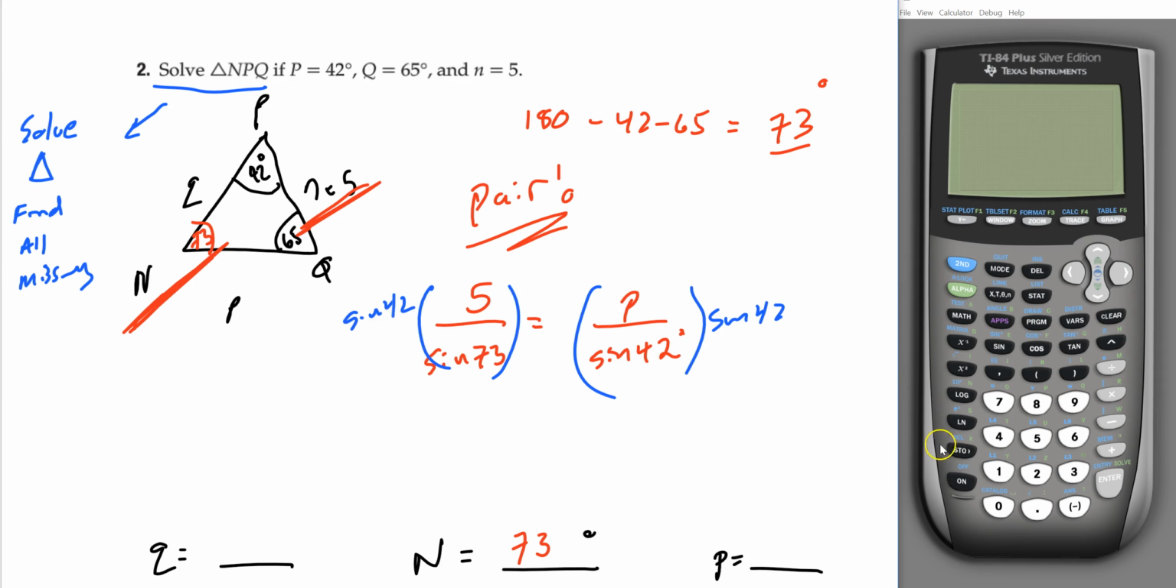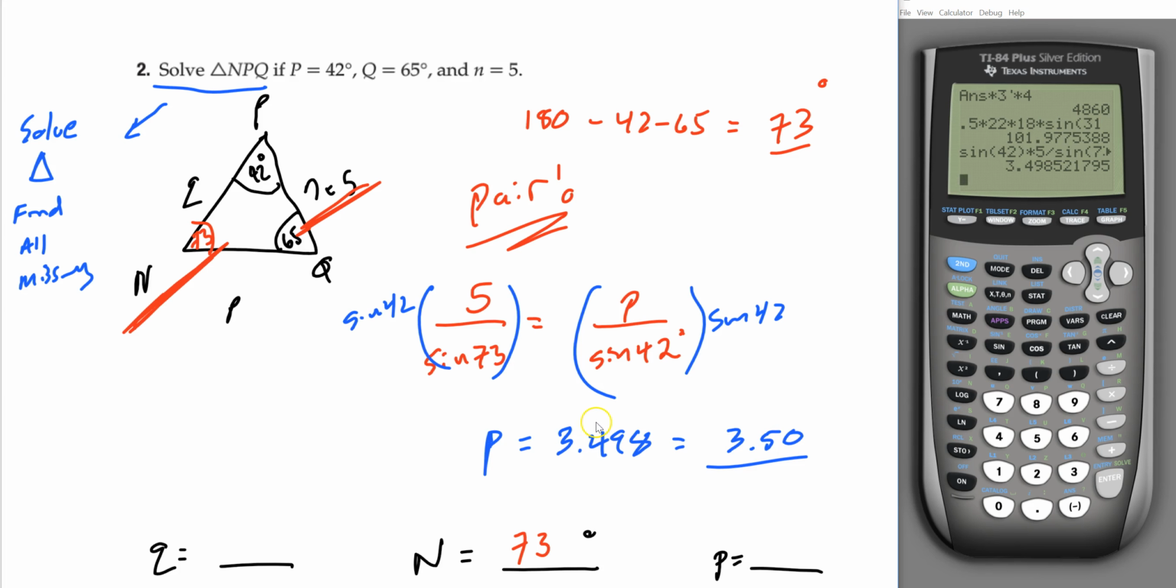Put this into your calculator. Sine of 42, those parentheses, times 5, divided by, again, notice I'm in degrees, sine of 73. And I get 3.49. So we get P equals, rounding to the nearest hundredth, 3.4985. So in this case, 3.50. So that's my P.